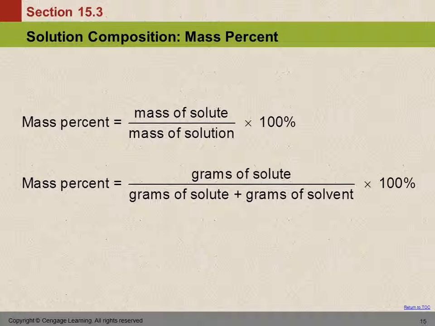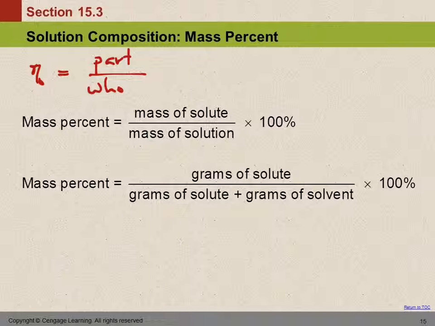Okay, so kind of jumping into the middle of 15.3 here, but solutions can be concentrated or dilute. We also have quantitative ways of determining solution composition or concentration. One of them is mass percent. And we've talked about percentages before. The percent is the part over the whole times 100. Let's remind ourselves of that. Percent equals the part over the whole times 100.